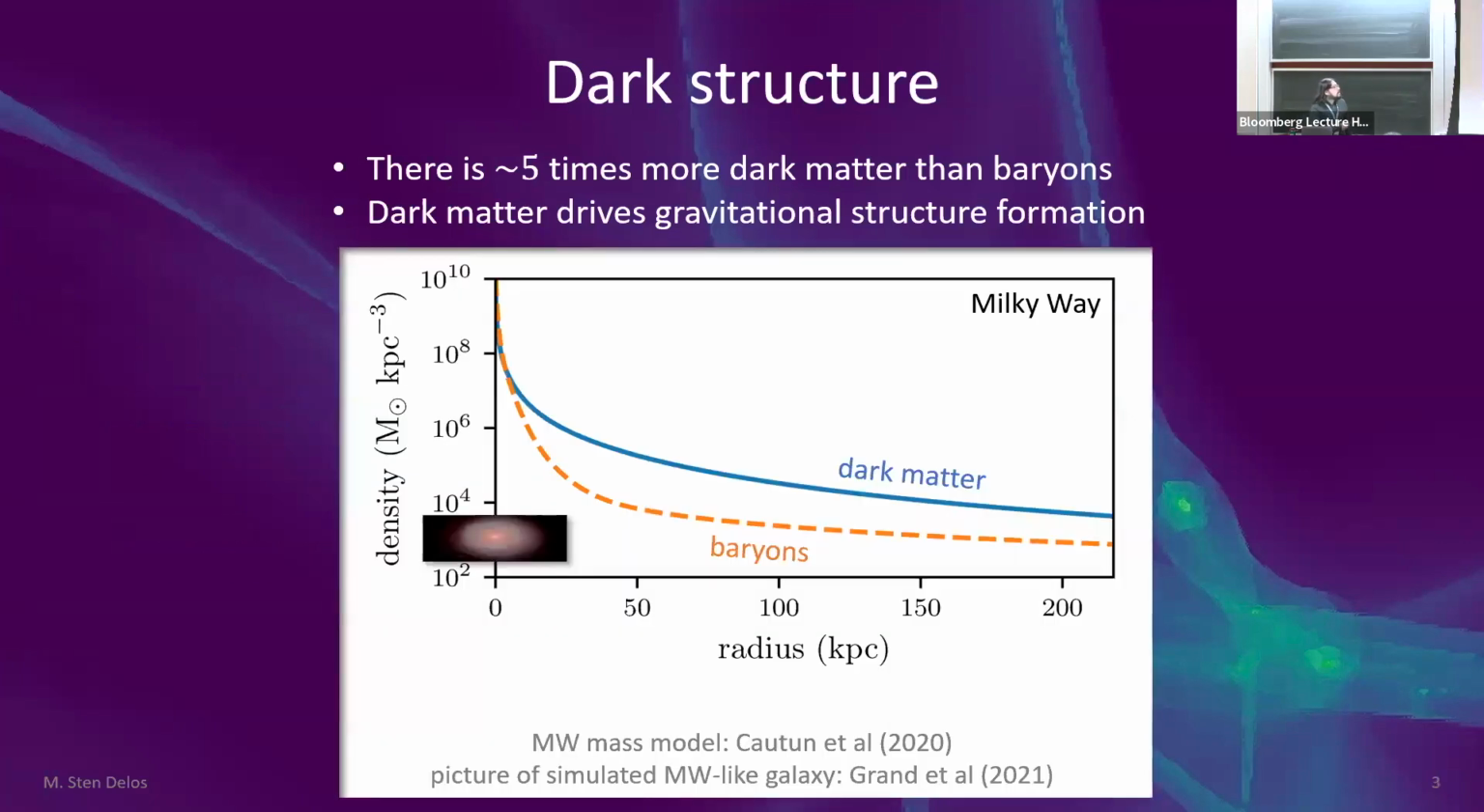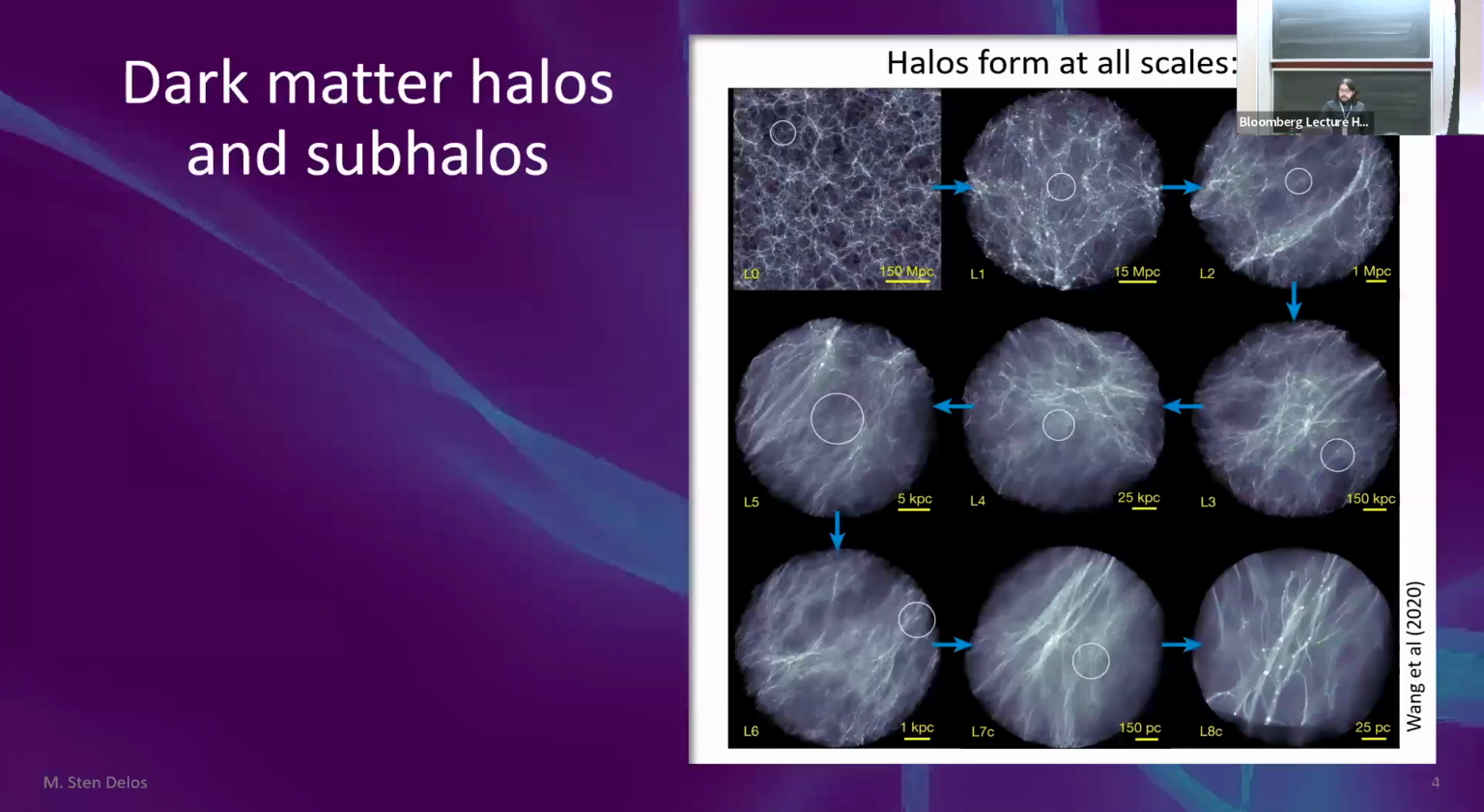Now, galaxies form inside dark matter halos. Here's what that looks like for our own galaxy. This is density as a function of radius for the dark matter and the ordinary baryonic matter. And just for reference, this is about the size of the galactic disk itself. So these dark matter halos are much more spatially extended than the galaxies. But that's not the whole story. Not all halos have galaxies.